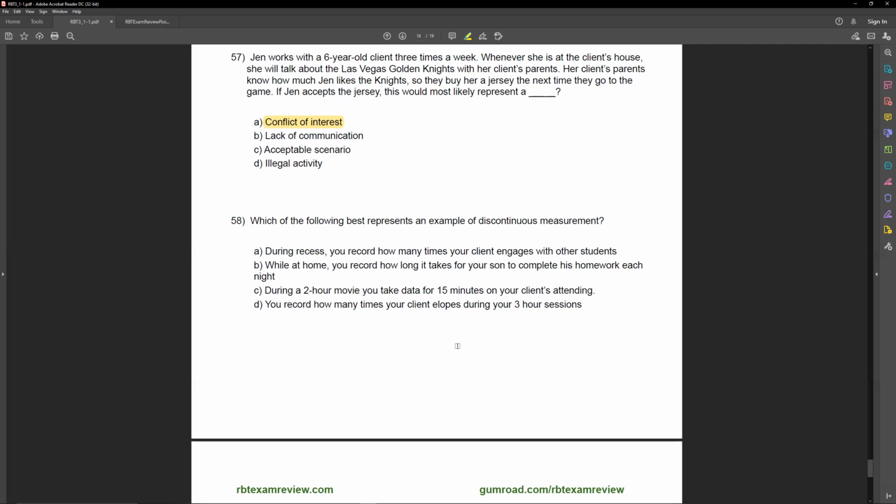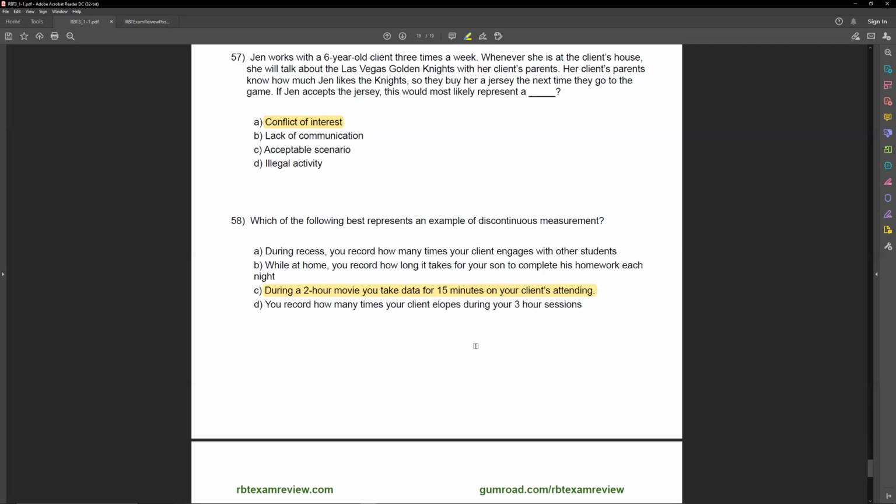C, during a 2-hour movie, you take data for 15 minutes on your client's attending. Are you recording every instance? No, right? You took an interval from the 2-hour movie. So you're going to miss an hour and 45 minutes of data, but you're only going to have that 15 minutes, right? This is discontinuous. So you might use partial interval or whole interval or momentary time sampling. Whatever you're using, regardless, it's discontinuous, okay?